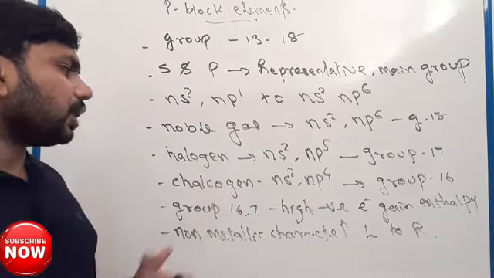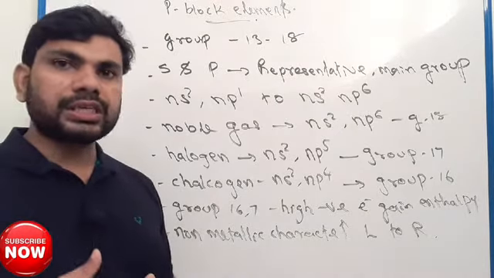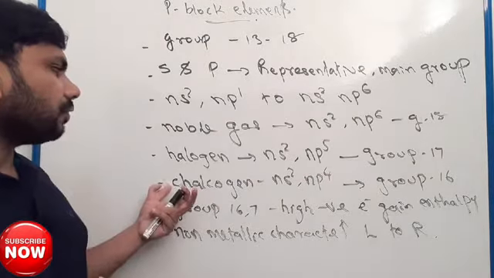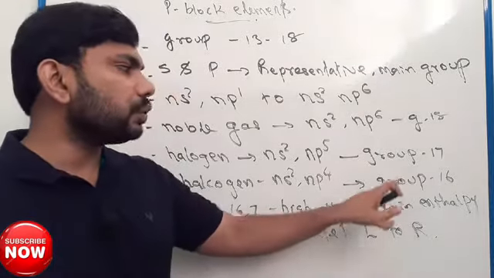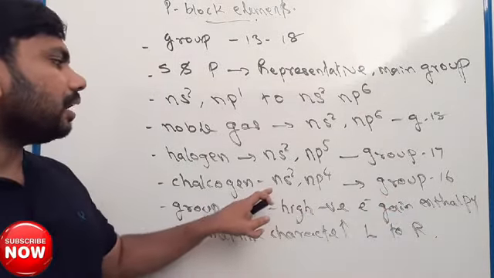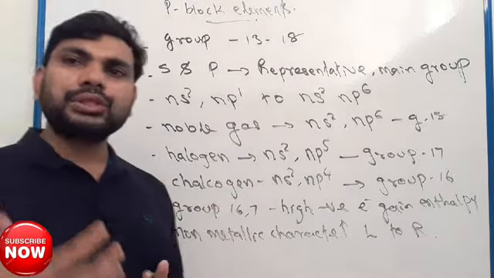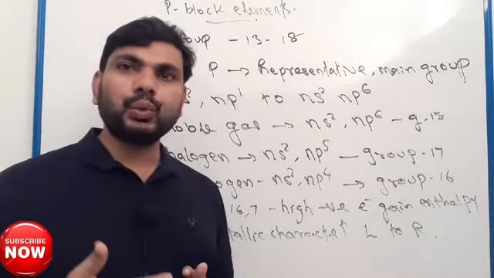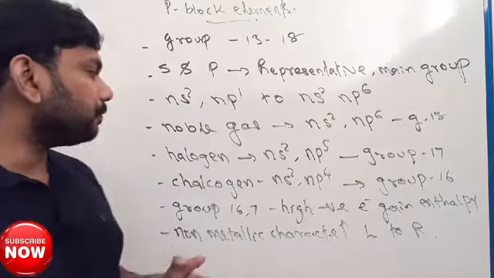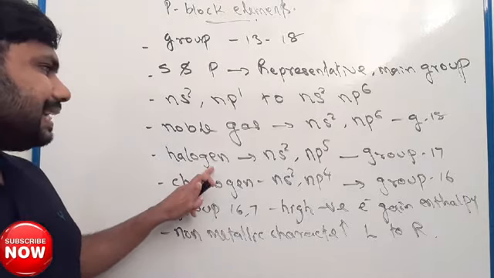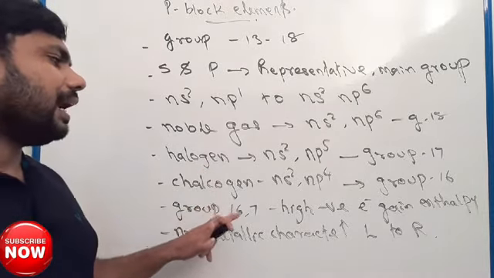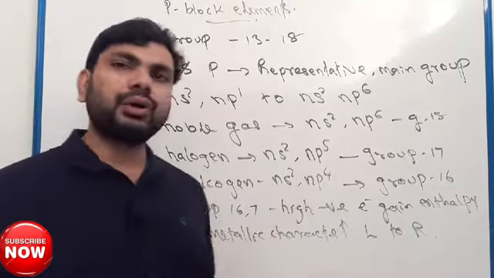Next, group 16 elements are also called chalcogens. Oxygen, sulfur, selenium, tellurium, polonium are the elements in group 16. They have outer shell electron configuration ns2np4, chalcogens. Clear? Here group 16 and group 17 have high negative electron gain enthalpy.